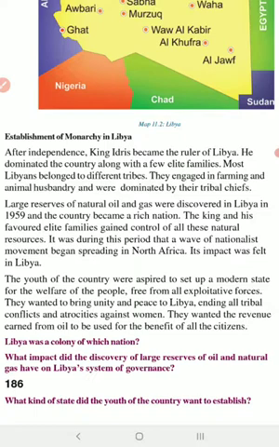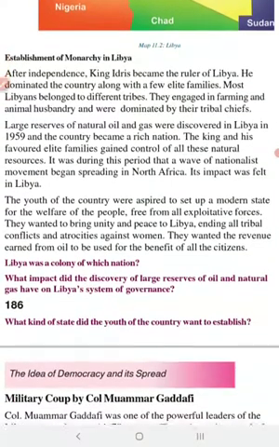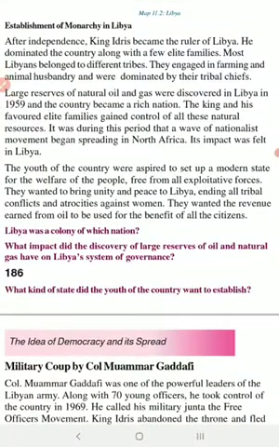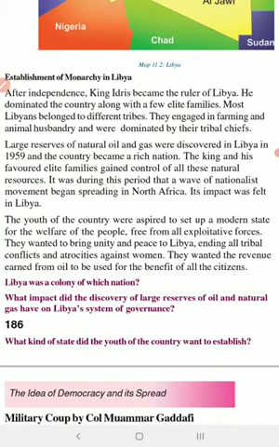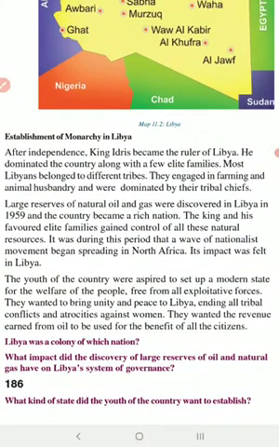What happens after the discovery of these natural resources? Once again, the king and the elite families take control of all the natural reservoirs of oil and gas, just like what is going on right now in our country. What is happening in our country right now? The same thing happens there. The king takes control of all the natural resources. It means that the king becomes richer and richer, and the people are always poorer.